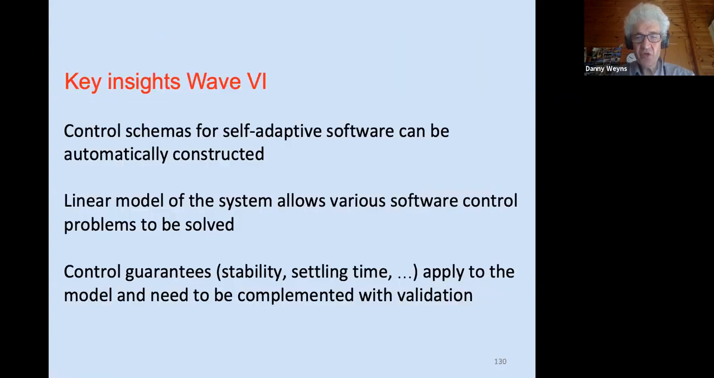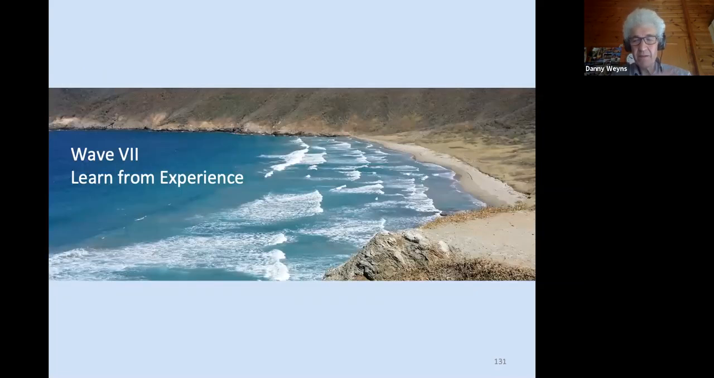So this wave taught us that control schemes indeed work for self-adaptive systems and that we can automatically construct them. And linear models, in fact, have shown to work pretty well. It does not mean everything will be solved, but we have a bunch of problem domains that have shown good results. And here we get control guarantees. Basically, we can formally identify these with lightweight effort. However, here again, these control guarantees are at the level of the model, and just as in any other system, need to be complemented with validation.